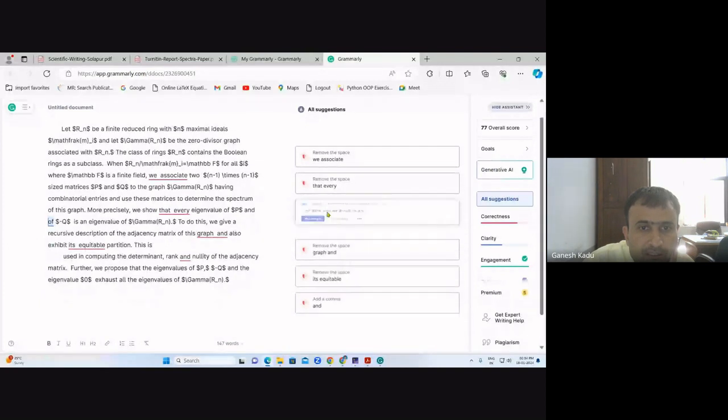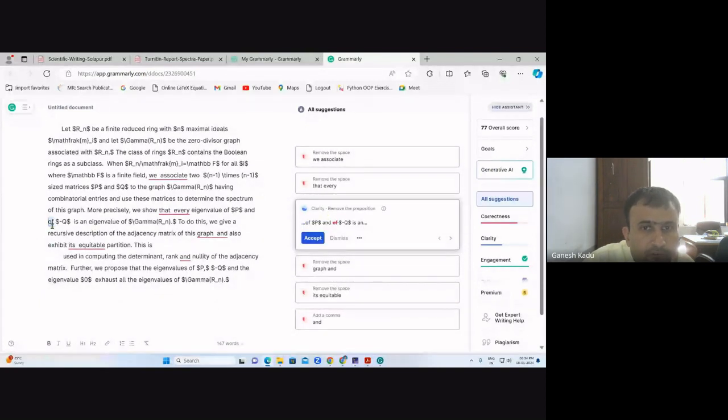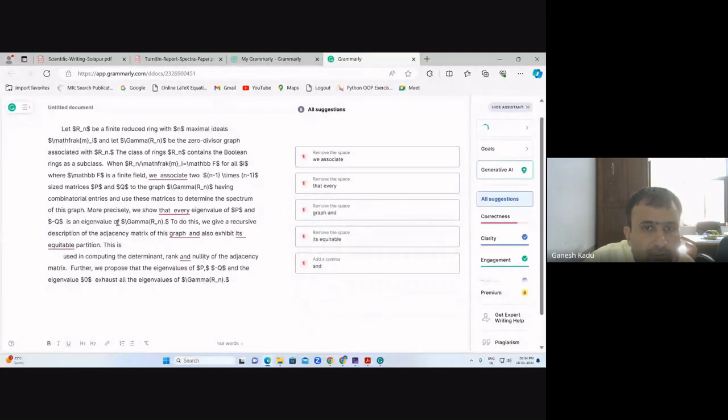The third one is remove the preposition. So "of p and of minus q". It says you remove this "of", and if I click on this, then "of" is gone: p and q. And the next one is again remove space, which I don't bother about since I'm working in LaTeX.